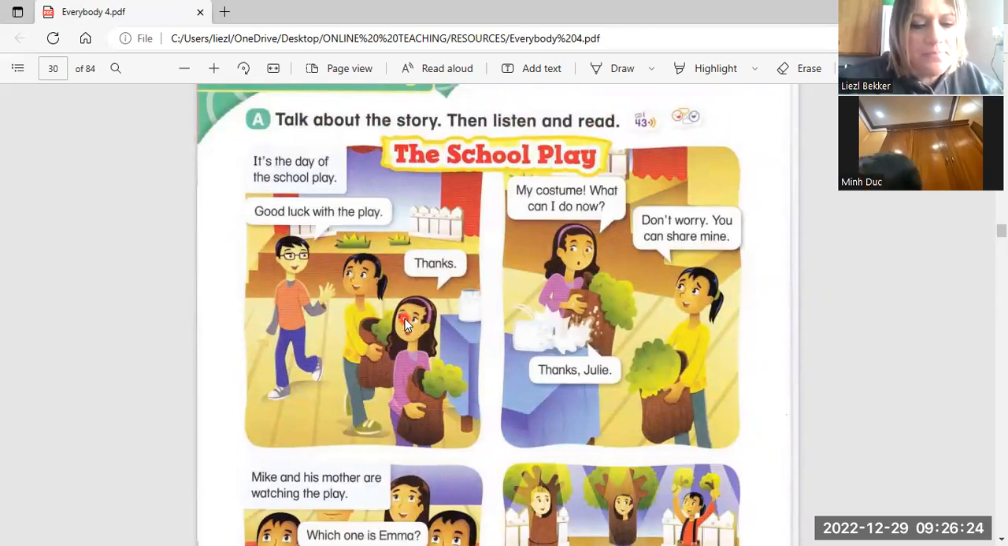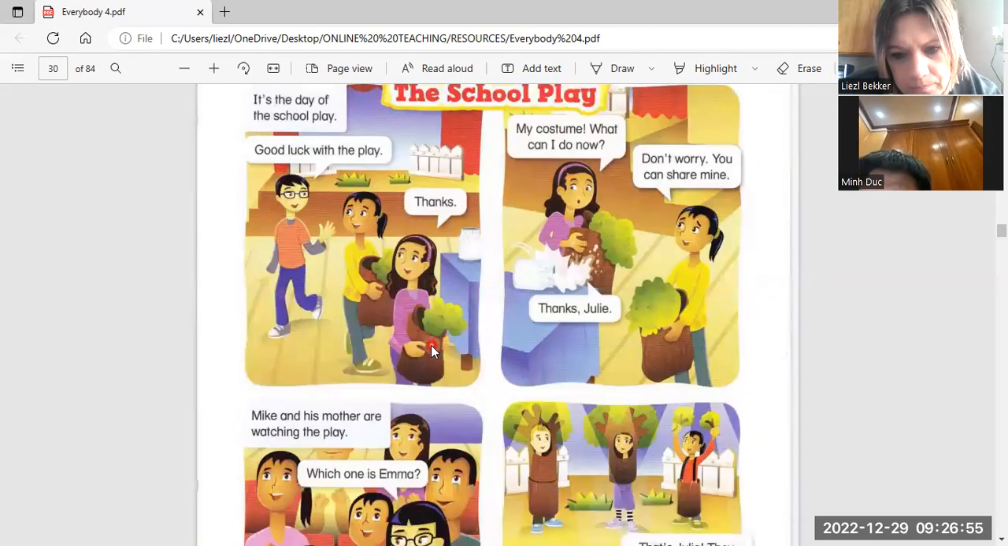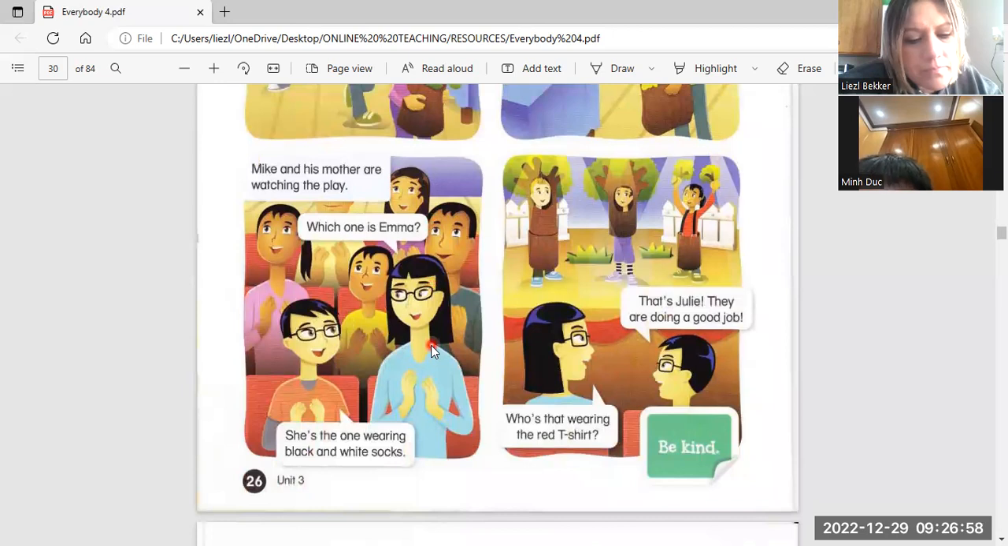The school play. It's the day of the school play. Good luck with the play. Thanks. My costume, what can I do now? Don't worry. You can share mine. Thanks, Julie. Danny and his mother are watching the play. Which one is Emma? Oh, she is the one wearing black and white socks. That's Julie. They are doing a good job. Who's that wearing the red t-shirt?